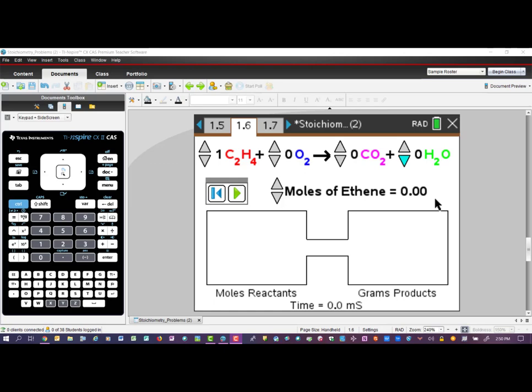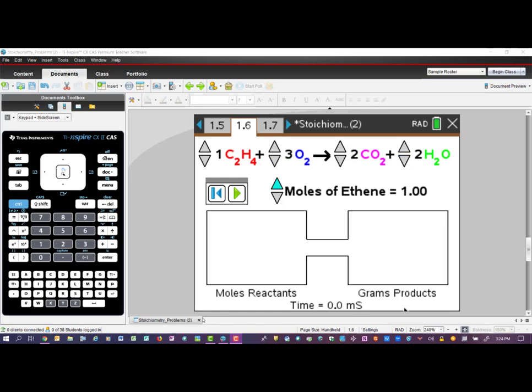Well, in order to get from moles to grams, you have to go through a mole-to-mole ratio before you can get to the grams. That may be a little confusing just hearing it, so I'm going to show you an example. But let's just look at the simulation to start with. The first thing we have to do, though, is actually balance our equation. So let's do that real quick.